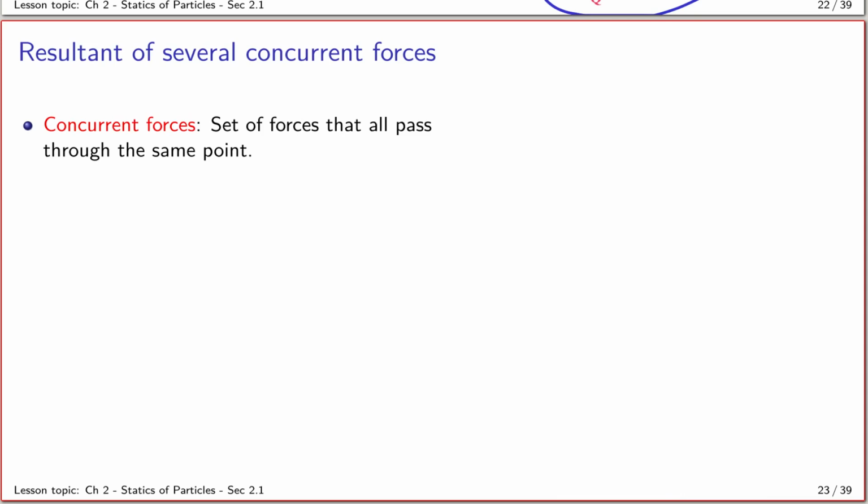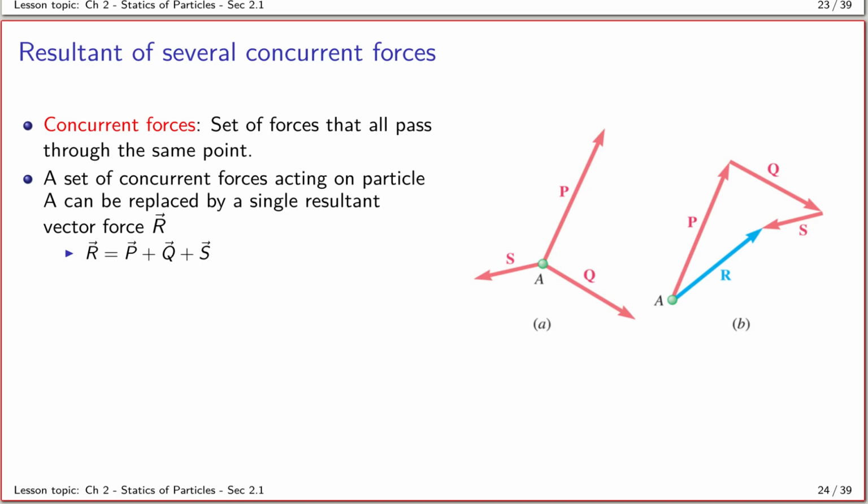Now what about when you have several forces acting at the same point? This situation is known as having concurrent forces. So all the forces pass through the same point. For example, you can think of particle A here, and we have three forces S, P and Q all acting on it. And the question now is, what is the resultant? Well, in vector notation, the resultant is simply P plus Q plus S.